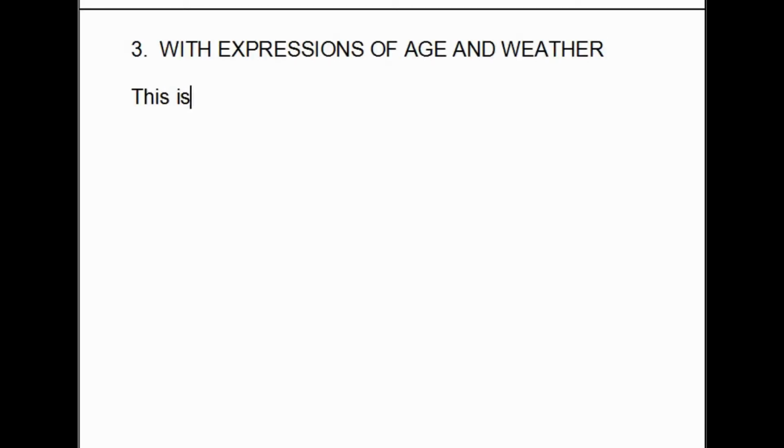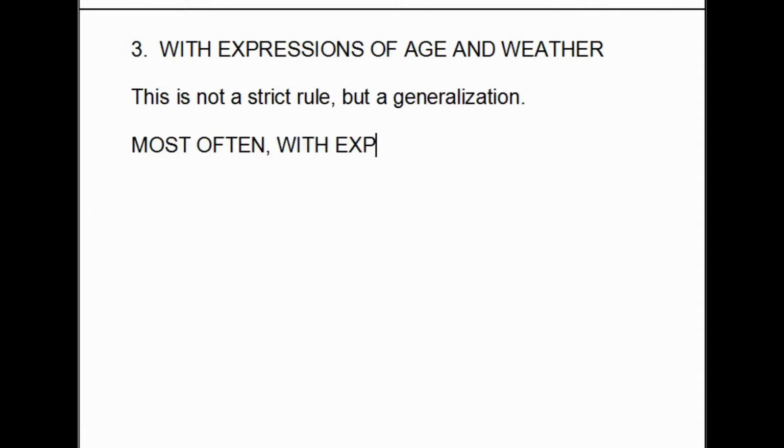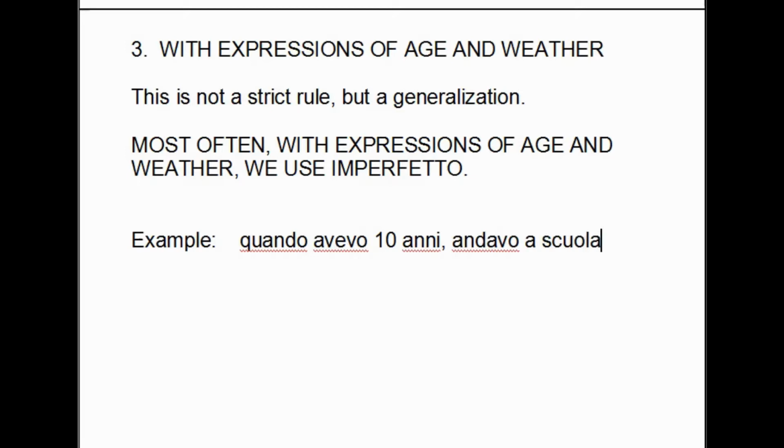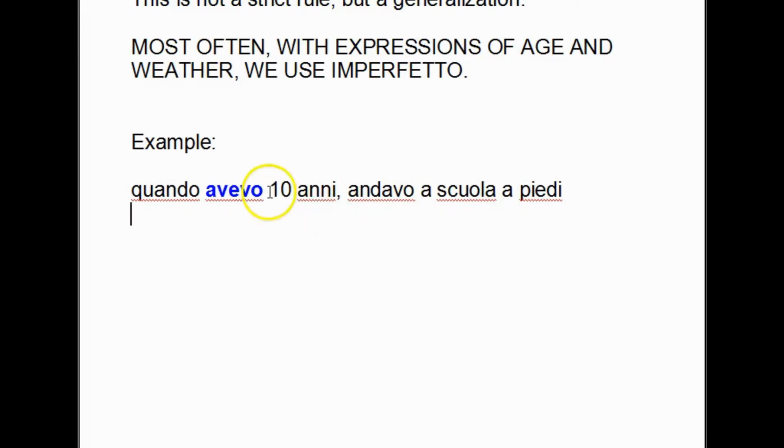Another category, the imperfetto is used very commonly with expressions of age and weather. This is not a strict rule, but let's call it a generalization. Most often, again, age and weather use the imperfetto. Quando avevo 10 anni, andavo a scuola a piedi. When I was 10 years old, I used to go, or I would go to school on foot.